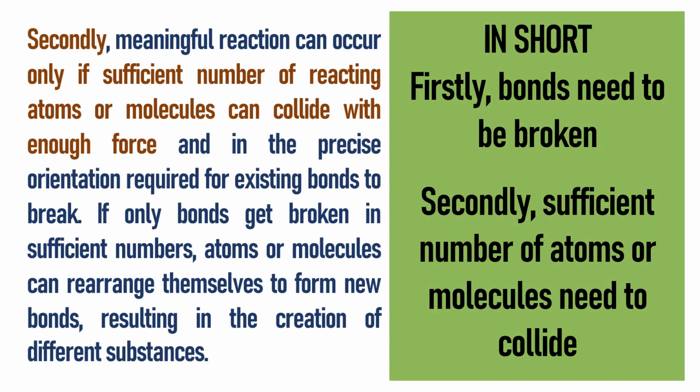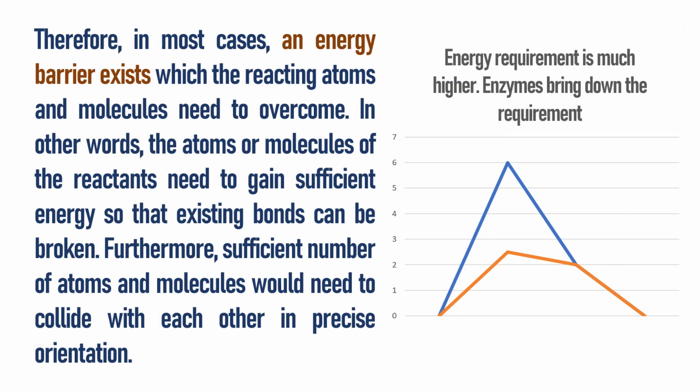Secondly, a meaningful reaction can occur only if a sufficient number of reacting atoms or molecules can collide with enough force and in the precise orientation required for existing bonds to break. Only if bonds get broken in sufficient numbers can atoms or molecules rearrange themselves to form new bonds, resulting in the creation of different substances. Therefore, in most cases, an energy barrier exists, which the reacting atoms and molecules need to overcome.